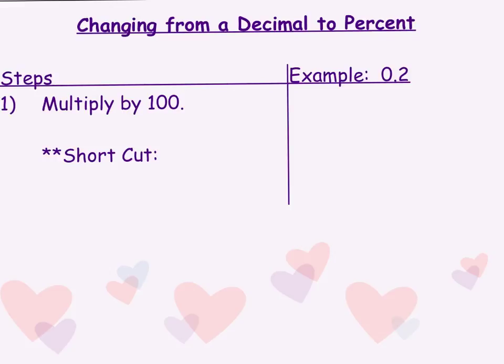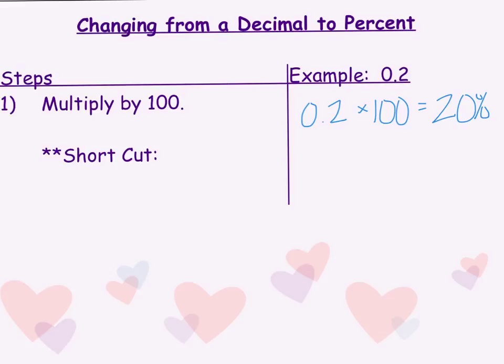So multiplying by 100. I want you guys in your calculator, even if you think you know the shortcut, to take that decimal, which doesn't have a percent sign, and times it by 100. When you do that, you should get 20%. When you type it into your calculator, you're not going to get the percent sign. But because you're going from a decimal to a percent, your answer has to have a percent on it.